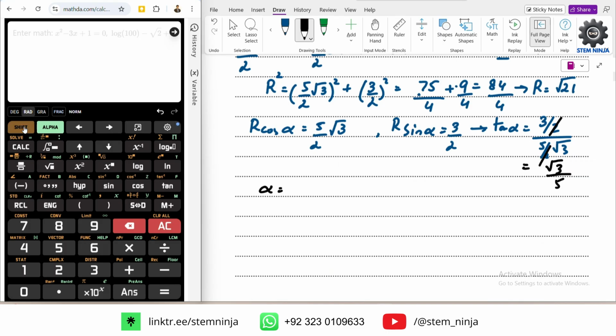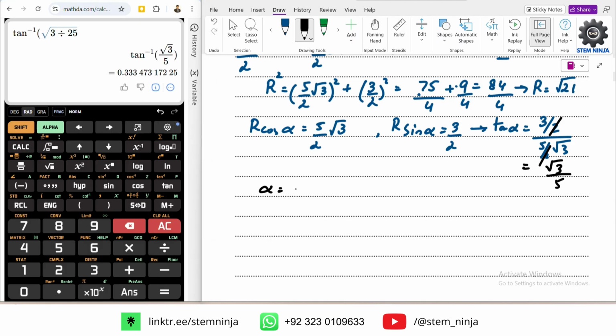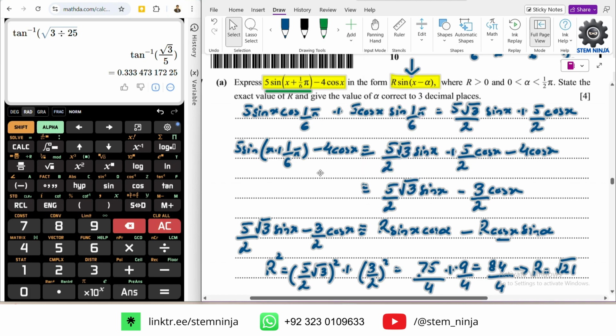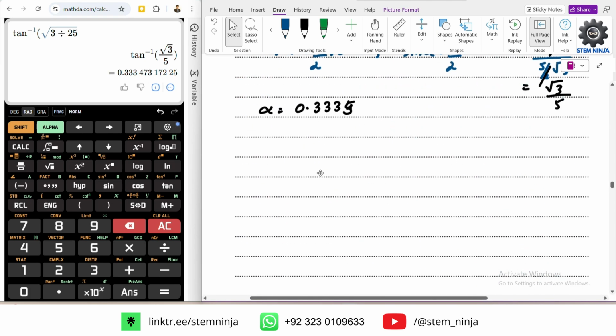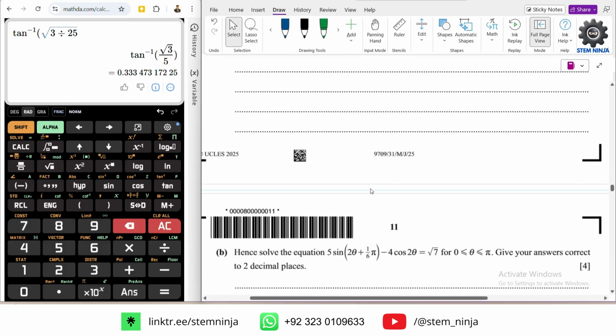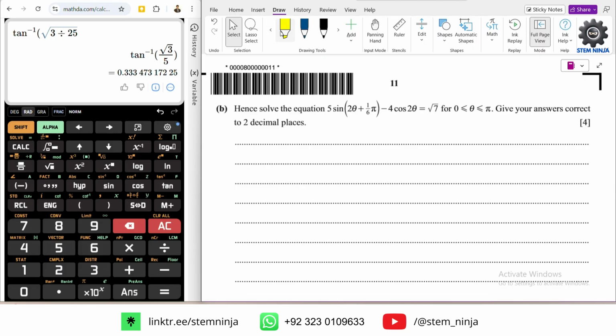So tan inverse of root 3 over 5, which is 0.3334 radians. Correct to 3 decimal places, 0.333. So when we express it as root 21 sine of x minus 0.333. Hence solve the equation.